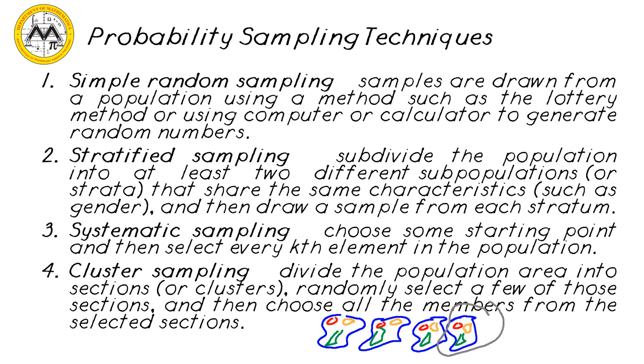So, say for example, geographic location. Instead of surveying one representative from Bulacan, one representative from Laguna, one representative from Cavite, what you can do is to get the entire Bulacan as your sample. So that's your cluster sampling.